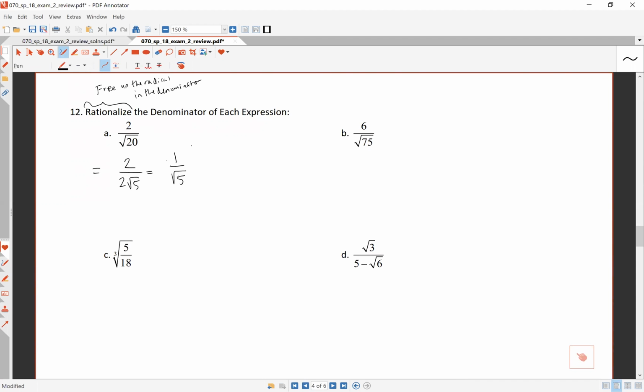Now, when simplifying a square root, you only need 2 factors underneath the radical to free up the radical, so we need another 5 underneath there. We multiply top and bottom by square root 5. This is going to give us the square root of 5 over 5.